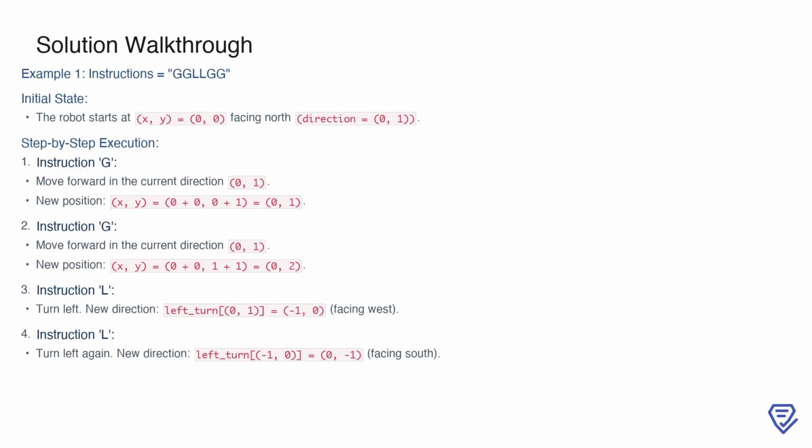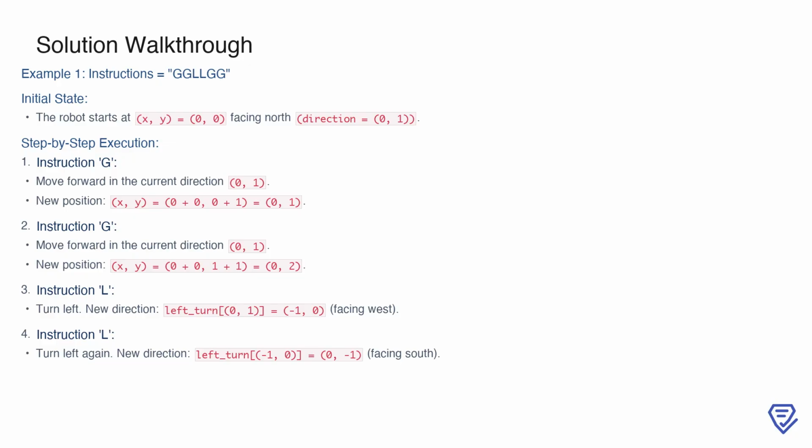To solve this problem, we analyze the robot's movement step by step. In this example, the instructions are GGLLGG. Initially, the robot starts at the origin (0, 0), facing north, which corresponds to the direction vector (0, 1). First, the instruction G means the robot moves forward in the current direction, so it updates its position to (0, 1). Another G moves it further north to (0, 2).